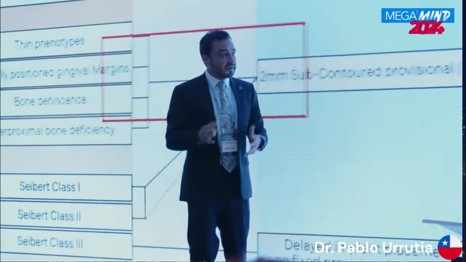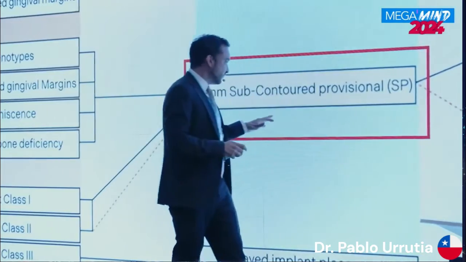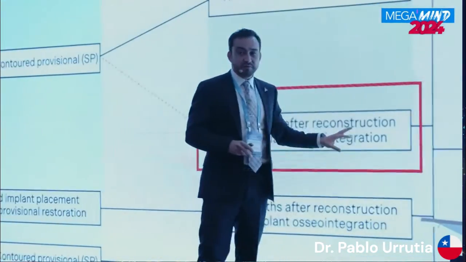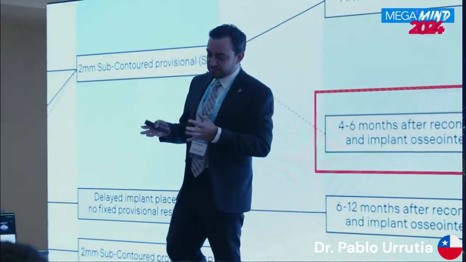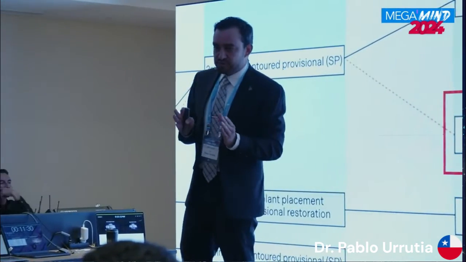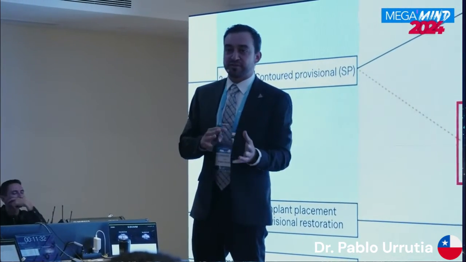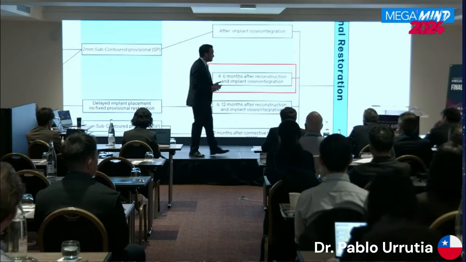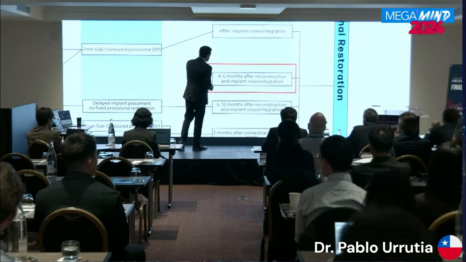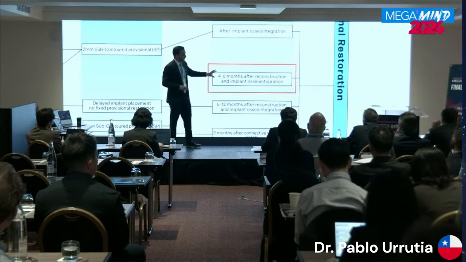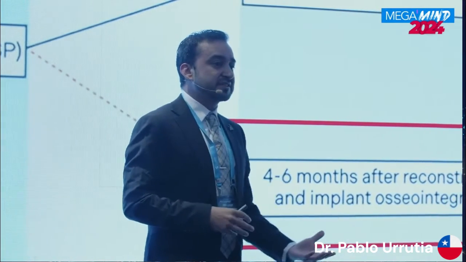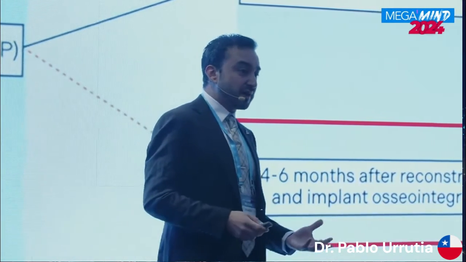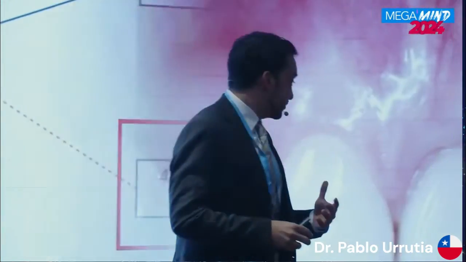And then wait a little bit, 4 to 6 months, because 3 months maybe is too close to have some compression and restore the gingival margin. So we wait a little bit more. Okay, so now for 4 to 6 months we leave the provisionalization and start the compression to restore the gingival margin. And then the final restoration.